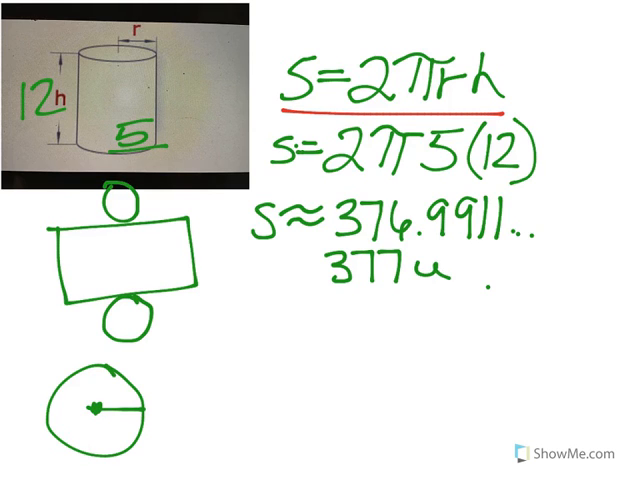I didn't tell you what it was. Centimeters, miles, inches squared. Okay, so that's how you find the lateral surface area. It's 2 pi RH. The R stands for the radius. The H stands for the height of the 3D shape. So let's remember that number.